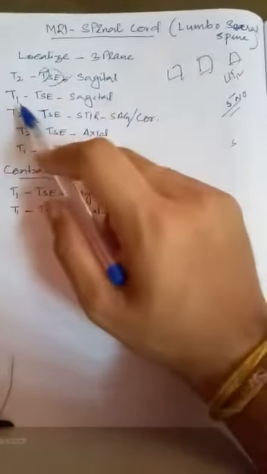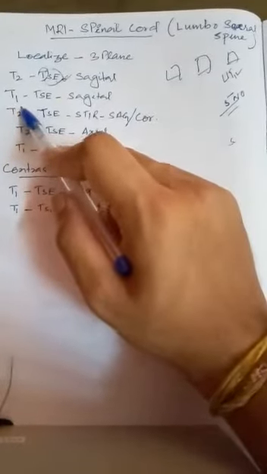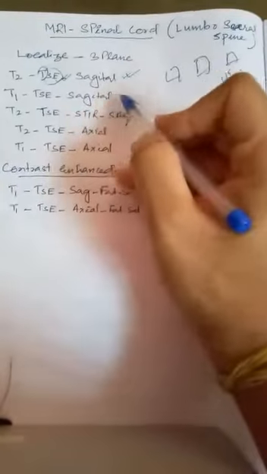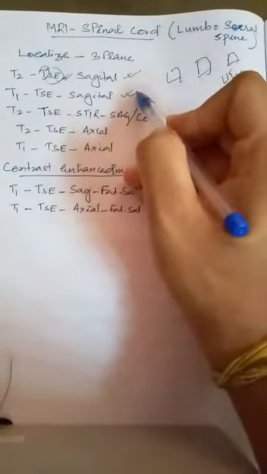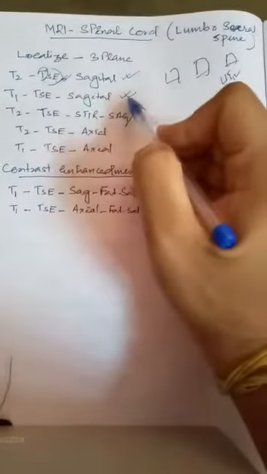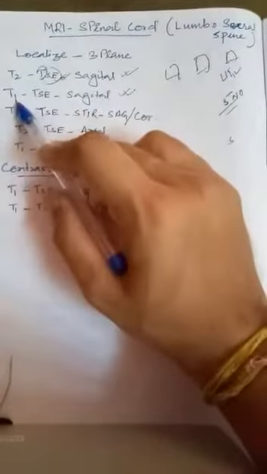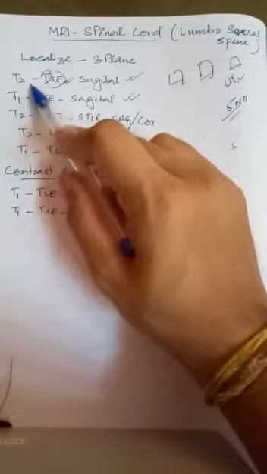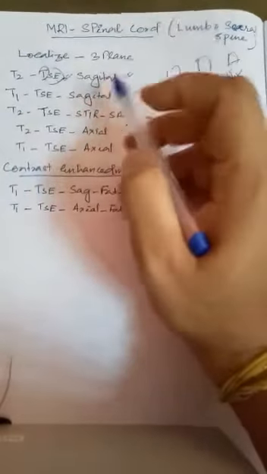Next you have to take T1, T1 TSE sagittal. T2 is for your pathological section and T1 is for your anatomical section. We have to see the anatomy by T1 only. You can see the anatomy by your T1, and T2 is for any pathological condition.